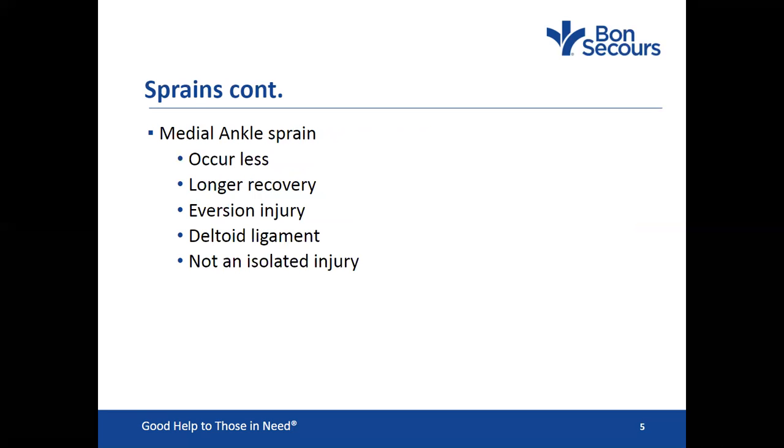Medial ankle sprains occur less frequently and have a longer recovery time than lateral ankle sprains. Recovery can generally take anywhere from several weeks to several months, depending on the severity. They're caused by an eversion injury, which is when the foot and ankle roll in the opposite direction than it would during a lateral ankle sprain. This causes an injury to the deltoid ligaments. This type of injury is usually not isolated and will typically be associated with a high ankle sprain or with a fracture.